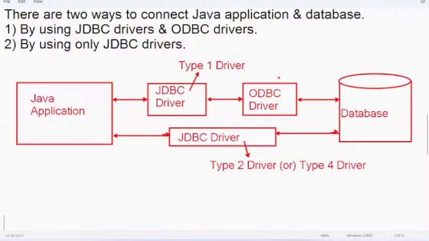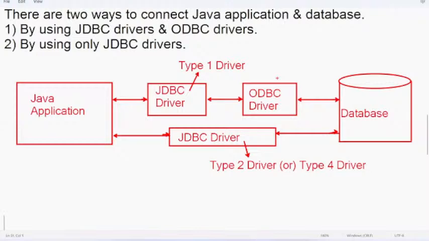How many ways are there to connect a Java application and database? Two ways. What is the first one? By using JDBC drivers and ODBC drivers. The second one, by using only JDBC drivers. If you want to use both the JDBC driver and ODBC driver, which type of JDBC driver is required? Type 1 is required. If you want to connect with only a JDBC driver, type 2 or type 4.